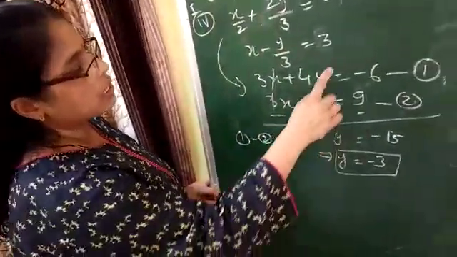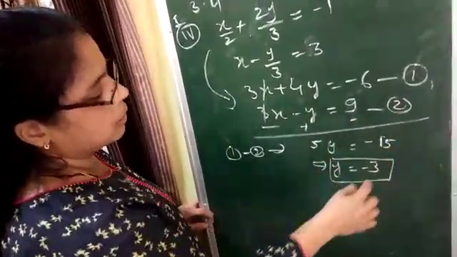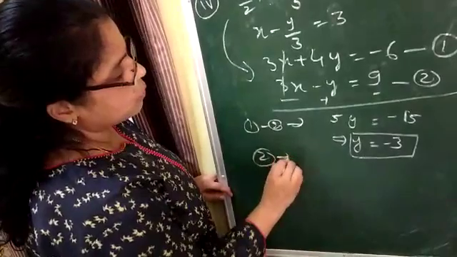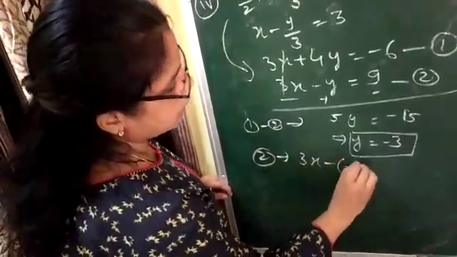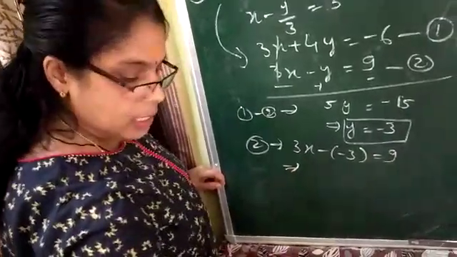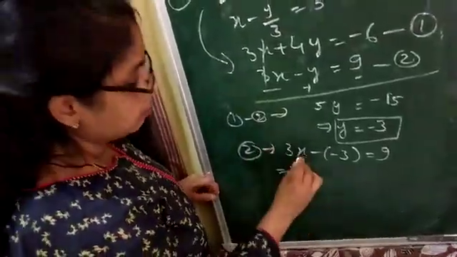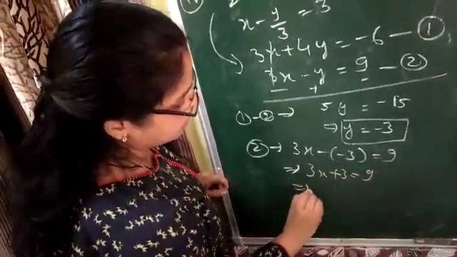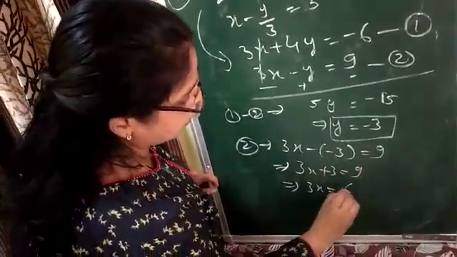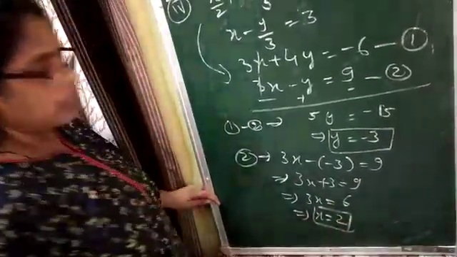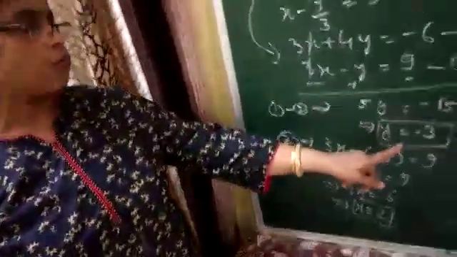Now see which equation is better to use to find x, 1 or 2. 2. 2 is the simple one. 2 gives 3x minus 3 is equal to 9 implies 3x plus 3 is equal to 9 implies 3x is equal to 6 implies x equal to 2. That is the value of x equal to 2 and value of y equal to minus 3.